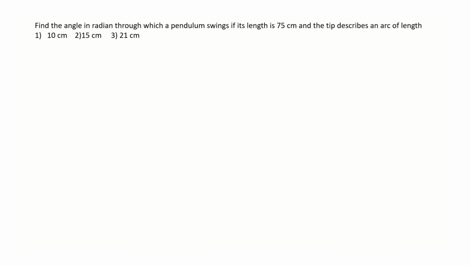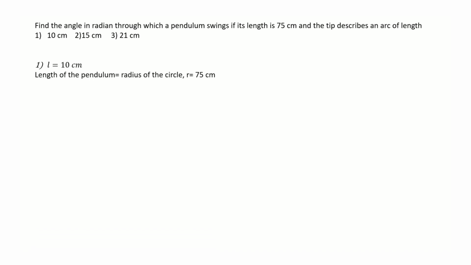Next question. Find the angle in radian through which the pendulum swings if its length is 75 centimeter and the tip describes an arc of length, the first one 10 centimeters, second sub question 15 centimeters and third question 21 centimeters. So given that the pendulum swings, the length of the pendulum 75 centimeter becomes the radius of the circle. The arc lengths are given in the sub questions.